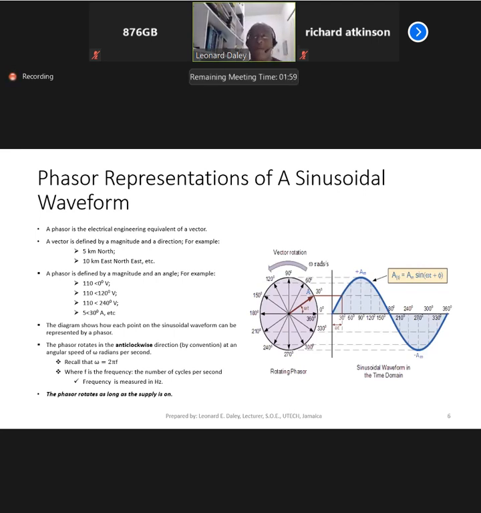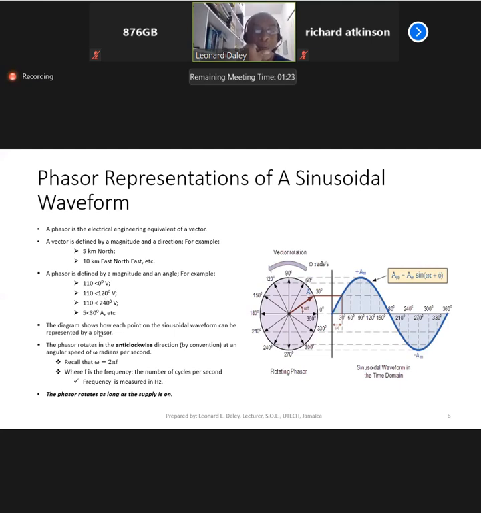Now the waveforms can also be represented by phasors. These arrows here, what you probably are used to in maths as vectors, are the electrical equivalent, phasors. A phasor is what you would consider a vector, but a vector is defined as having a magnitude and a direction, while a phasor has a magnitude and an angle.